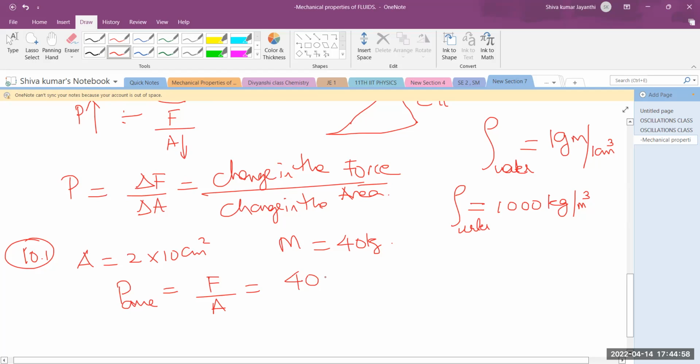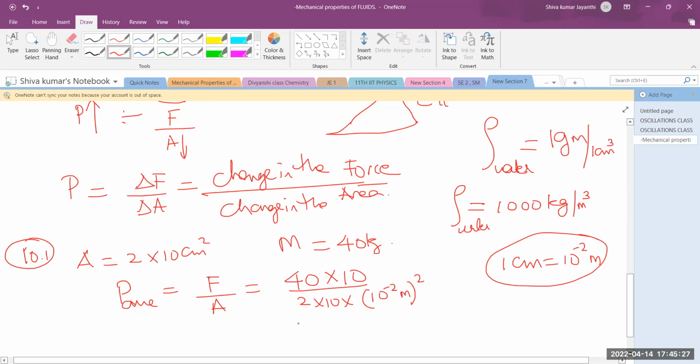40 into kg. This is mass, no? 40 into 10 divided by area. What is area? 2 into 10 centimeter means what? I hope you know. 2 into 10 to the power minus 2 meters. 1 centimeter is 1 by 100 meters. Do you know this?